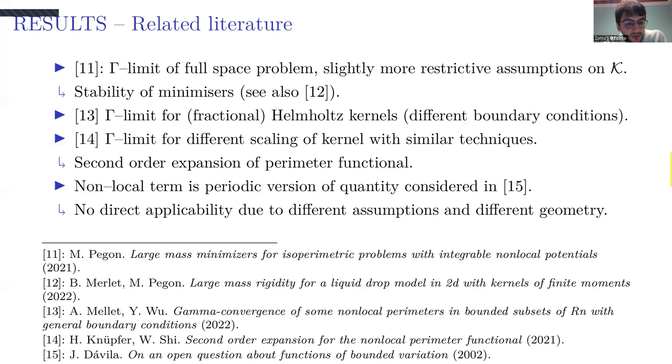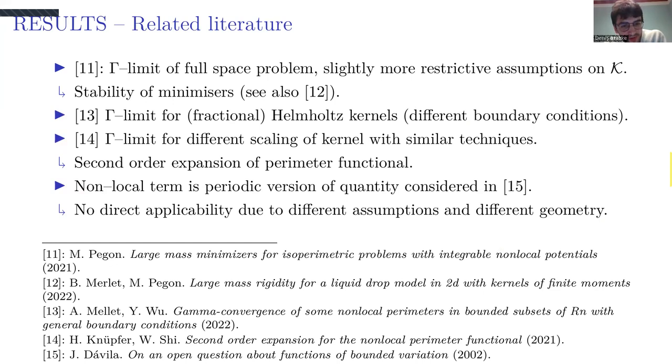Also, I want to highlight one of the papers by my supervisor Hans Knüpfer and Wenhui Shi, who derived gamma limits of a similar problem. They do not have the same assumptions on the kernel K, but they have the difference of two terms with different scaling. However, they used similar techniques as we do here, basically the autocorrelation function. I will tell you what it is in a minute. And they were successfully using it to derive gamma limits for a different class of kernels.